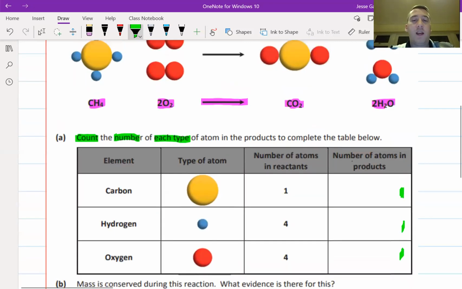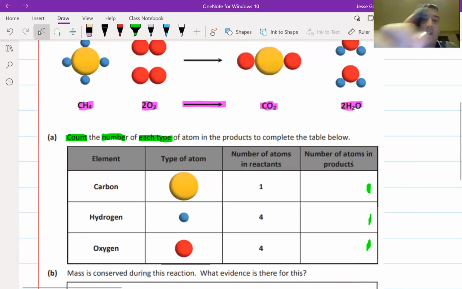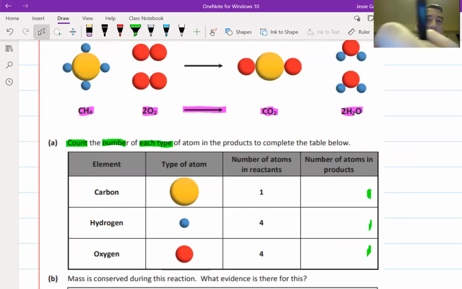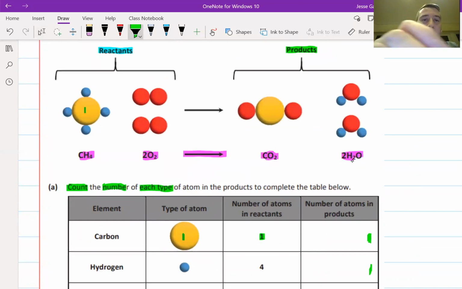Okay, so the first thing I want you to take a look at is what they've already done here. They've already counted the number of atoms in the reactants for us. As you can see, for carbon, there's only 1 of them in the reactants over here, so they've put a number 1 here. Let's do that together now for the number of carbons in the products. Let's count them. Well, I only see the 1 yellow circle here. So my answer here is going to be 1. So there was 1 in the reactants and there's still 1 in the product.